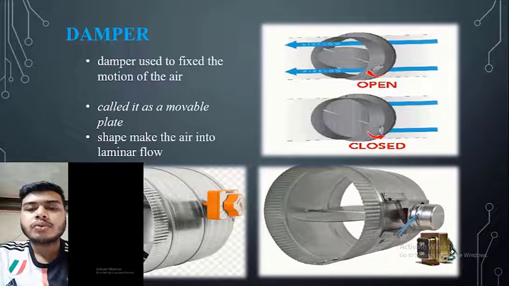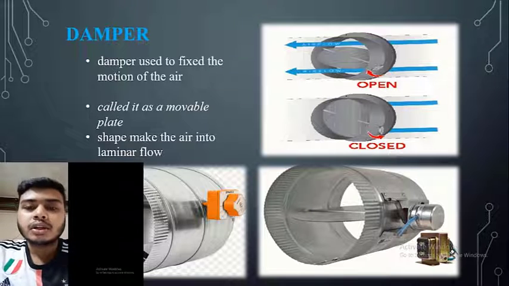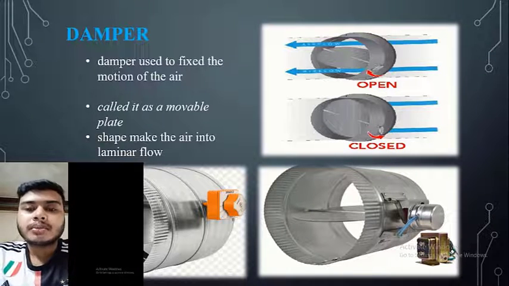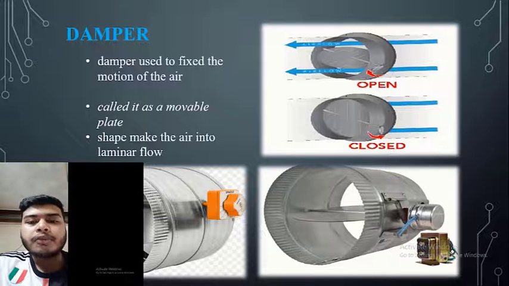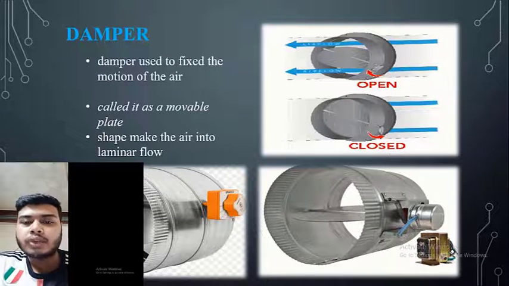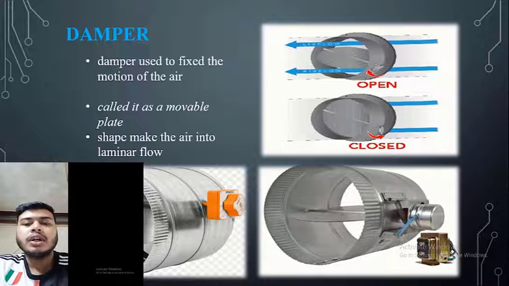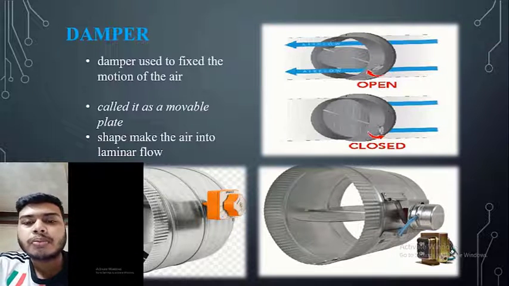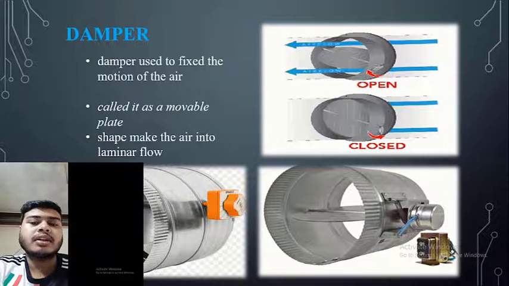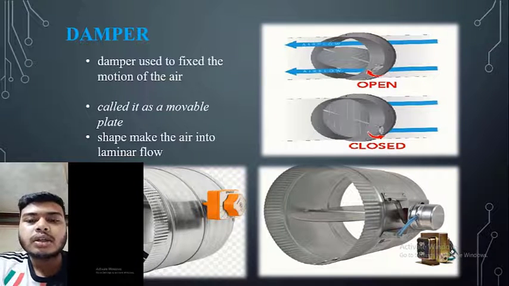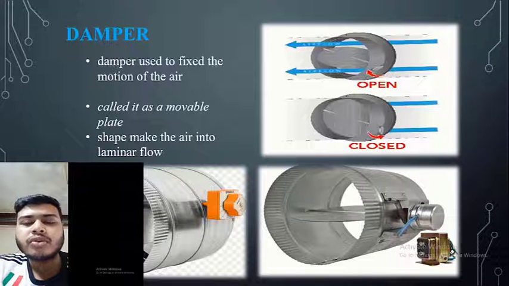Today I will be talking about the 6 major pieces of equipment used in an air conditioner: damper, filter, preheater, humidifier, reheater, and cooler. Before going to the discussion, we have to know that there are 2 types of air conditioning systems: one is the summer air conditioning system, and the other is the winter air conditioning system. In both cases the equipment is mostly the same, but some of it is not.